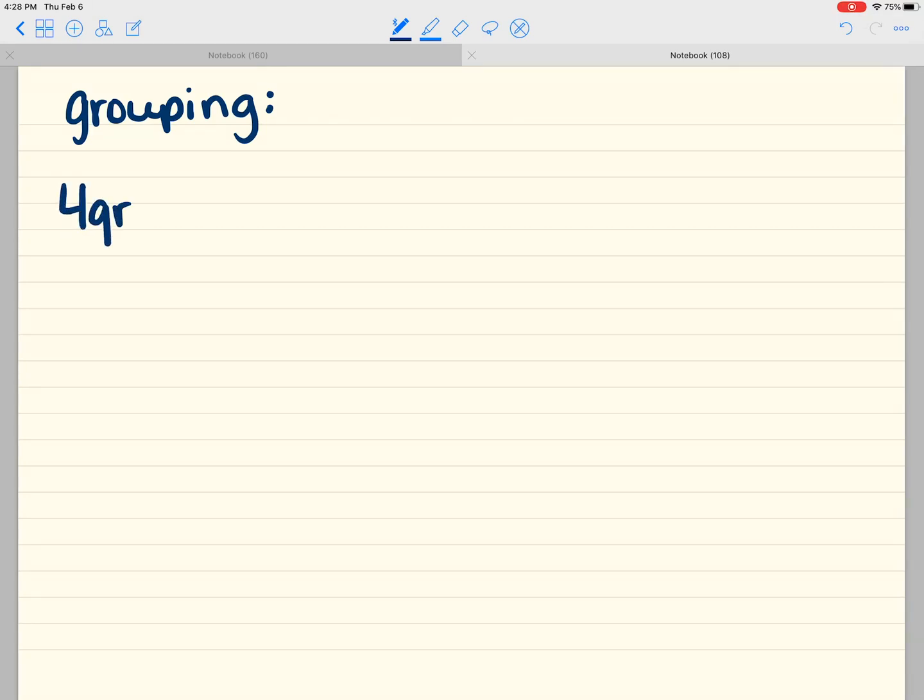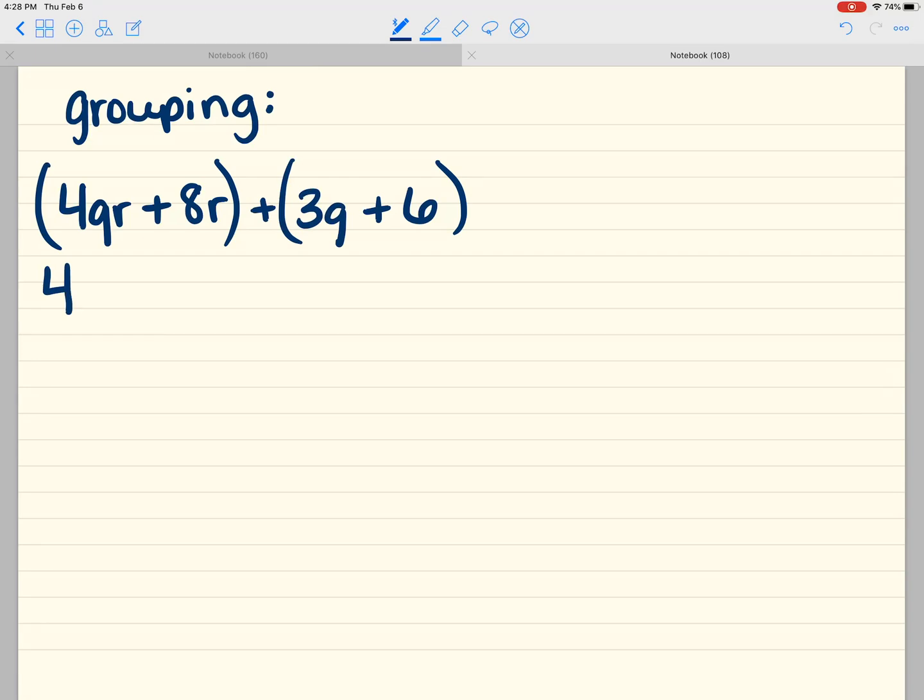So for example, if I have 4qr plus 8r plus 3q plus 6, I'm just going to group them in pairs, right? So I would group these first 2 together, and then I would group my second 2. Okay, so first thing I would ask is what can I factor from that first set of parentheses? I can definitely factor out 4. I can also factor out r. So if I factor out 4r, what would that leave me with? On the first term, if I take away 4 and r, it would leave me with just q, plus what? 8r divided by 4r would leave me with q plus 2.